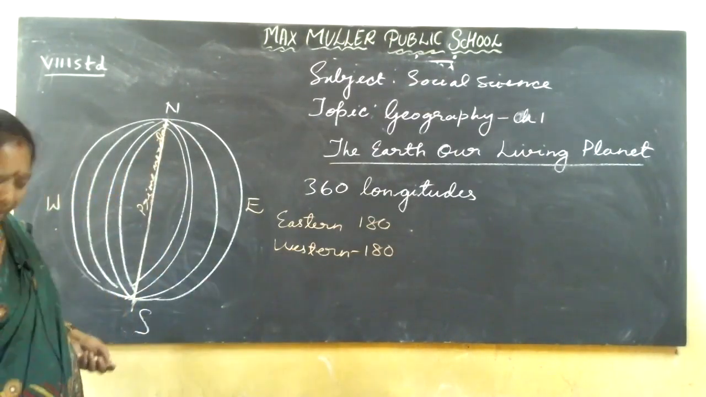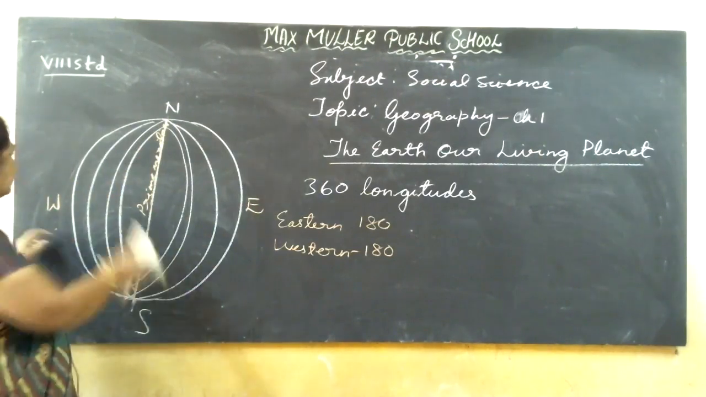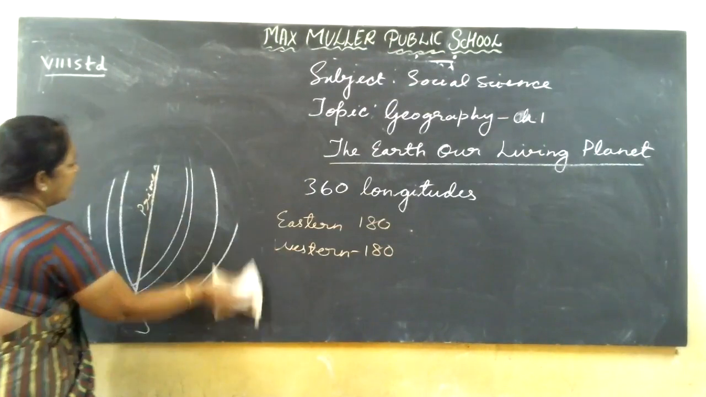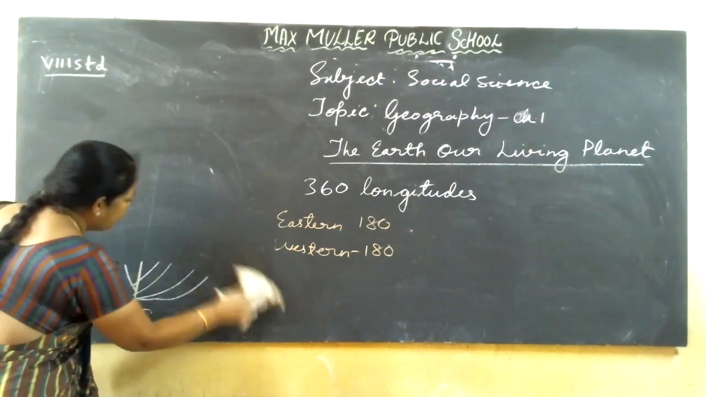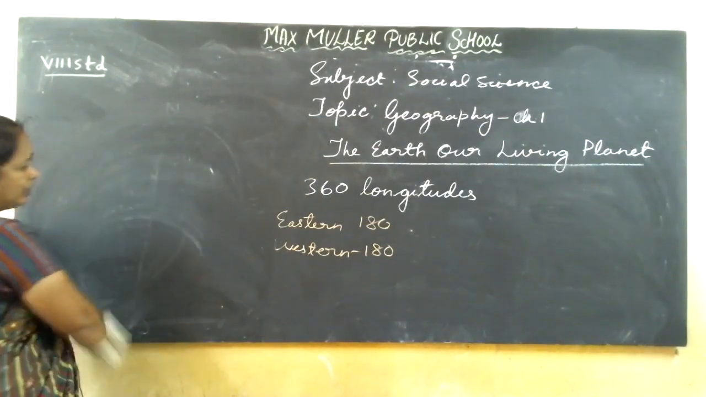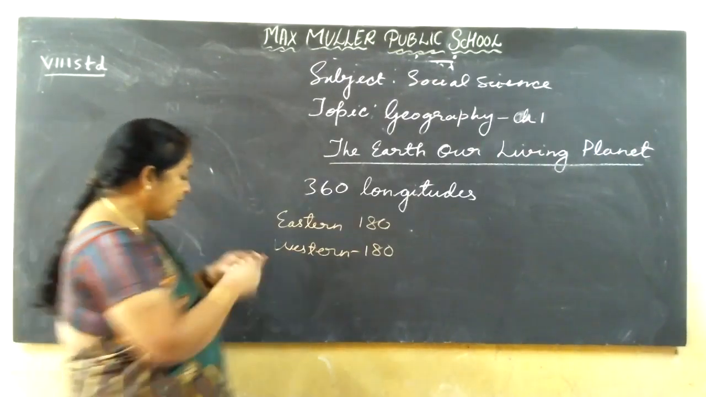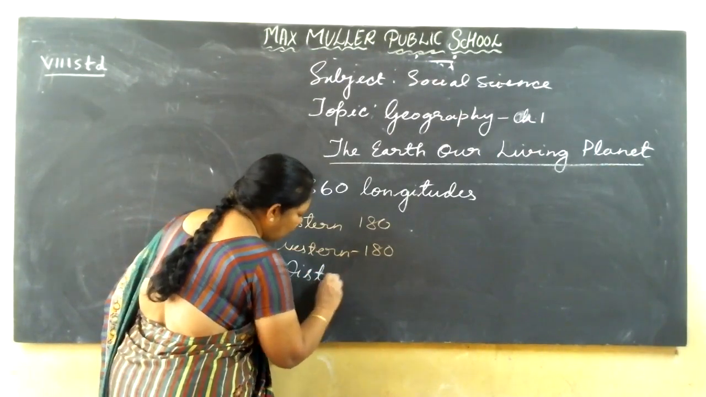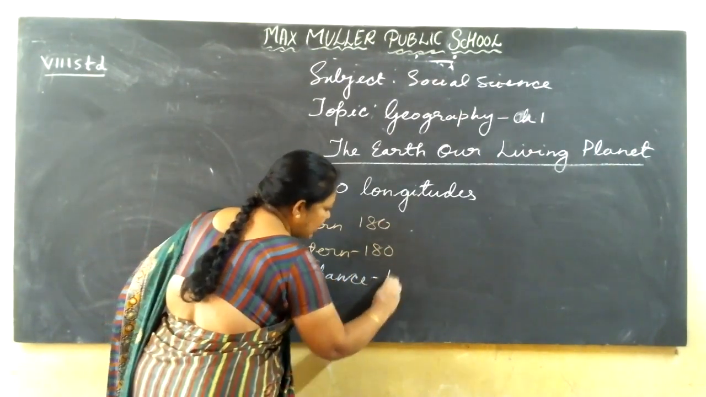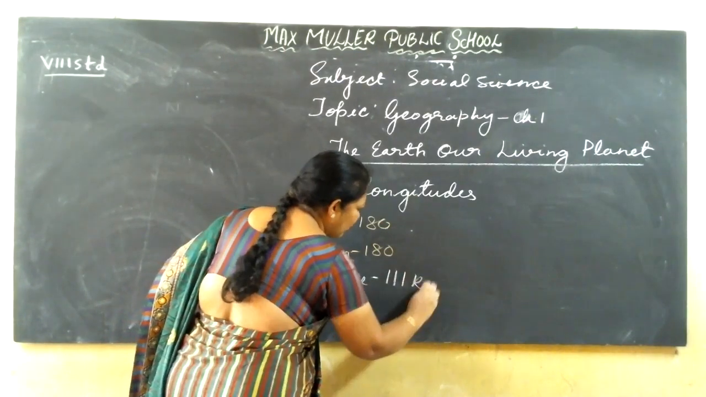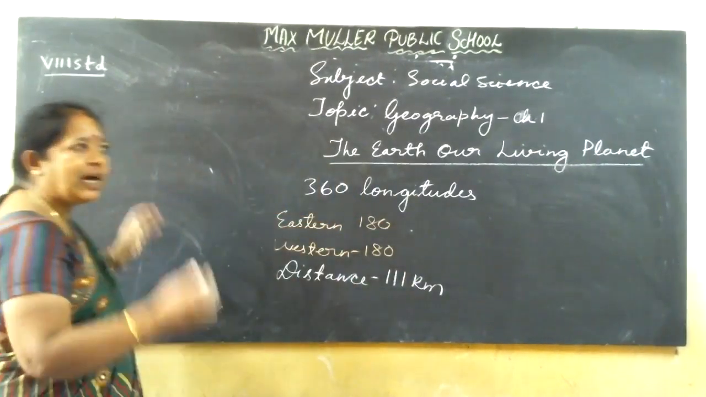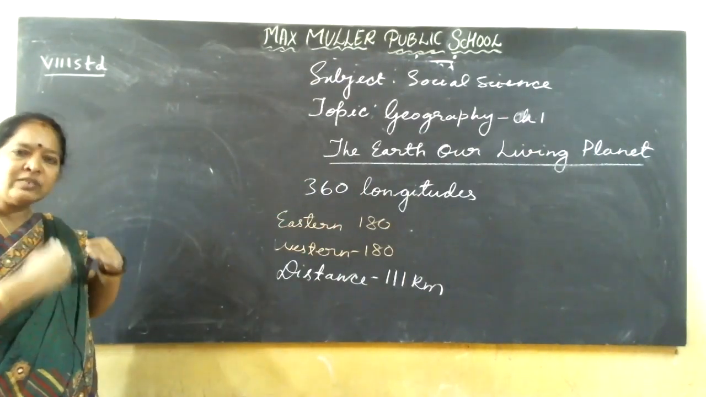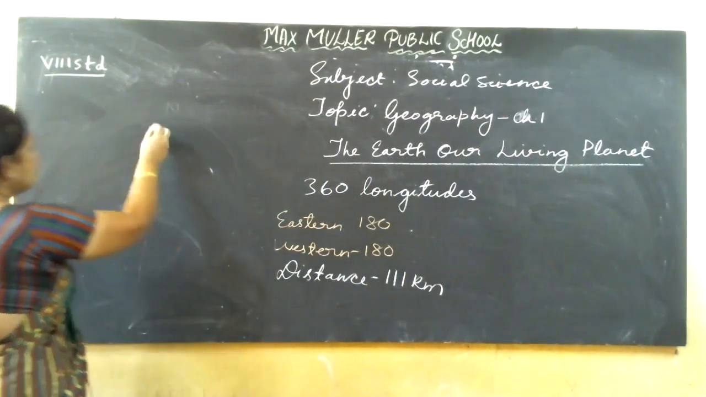Now next, I will tell you about the timings. From one longitude to the other one, the distance is 111 kilometers. But what happens is, as it gets nearer to the poles, the distance will be reducing.